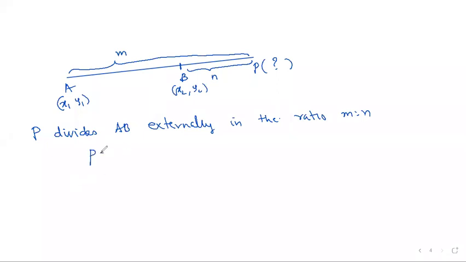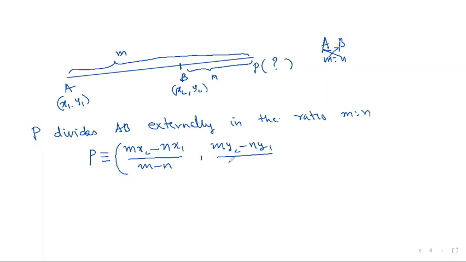Then the coordinate of P would be, can you tell me? Look at this, AB in the ratio m:n. M will multiply B's coordinate, N will multiply A's coordinate. M will multiply B's coordinate, m x2 minus n x1, divided by m minus n. In the same way, m y2 minus n y1, divided by m minus n.